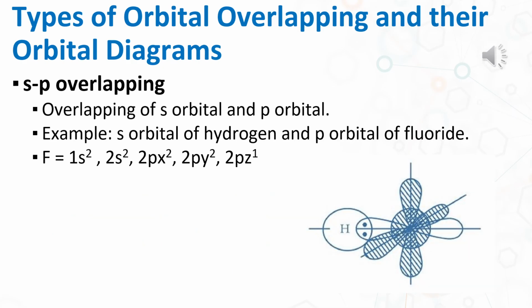Another type of orbital overlapping is the sp overlapping. This occurs when the s orbital overlaps with the p orbital. For example, in hydrogen fluoride, HF, the hydrogen s orbital overlaps with the fluorine p orbital.